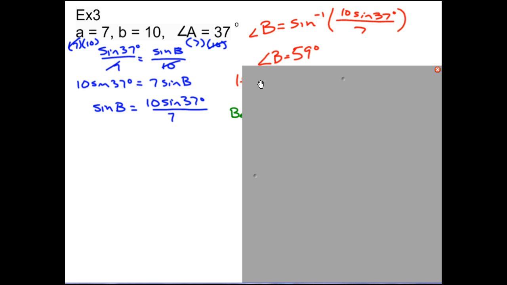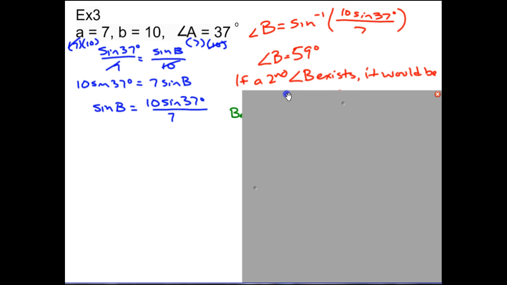So the question is, what would be the other angle that would have the same sine? Well, it would be its supplementary angle. So if there is a second angle B, it would be 180 minus 59. If you put that in your calculator, sine of 121, sine of 59, you're going to get the same ratio. And let's see if that's possible.